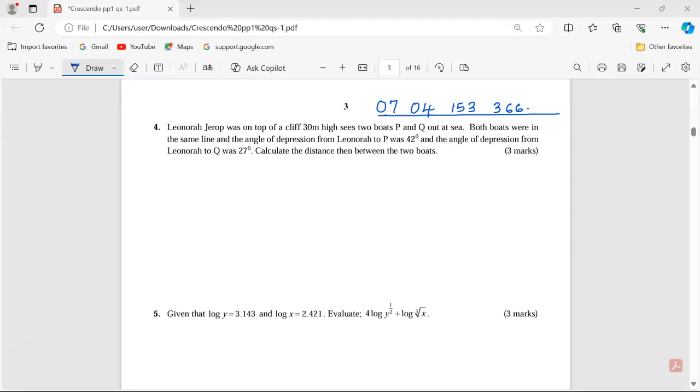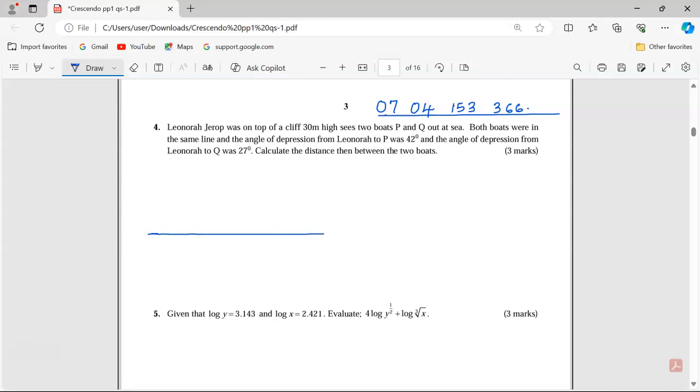Let me start by sketching this information, whereby we can assume that this is the sea. The sea level is here. Then we have the cliff, which is vertical. This is where Leonora is at the top. While she is at the top, there is what we call the horizontal line of view, such that she views objects horizontally through that line.